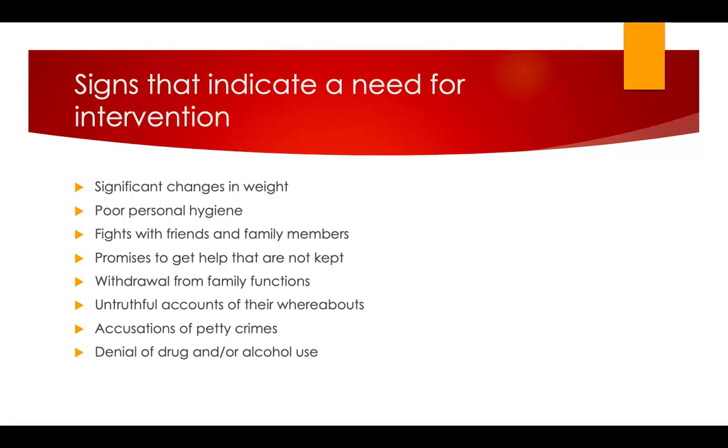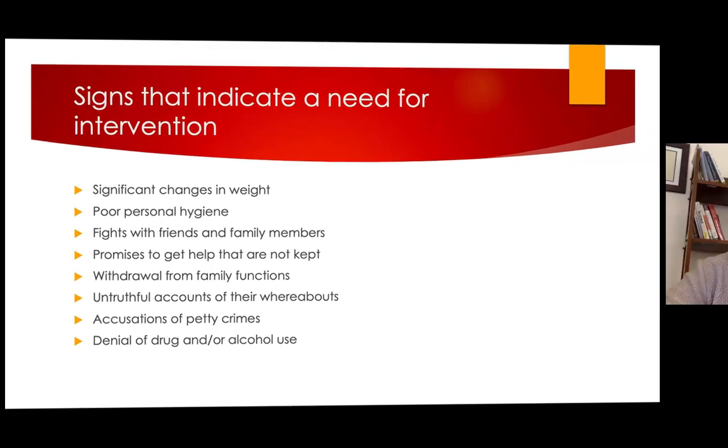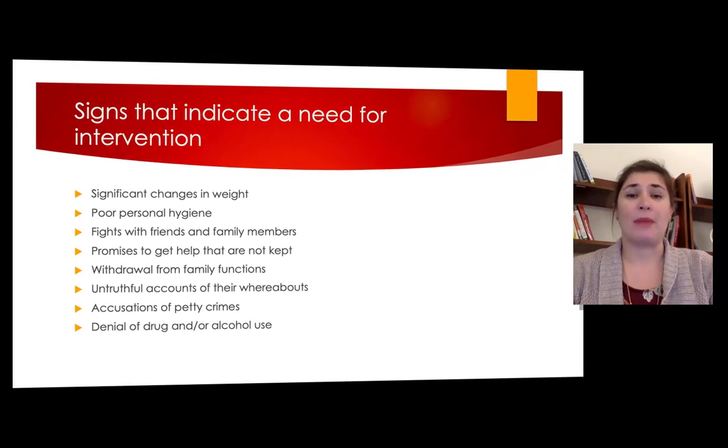Thinking about who may need an intervention, there are several signs we look for as professionals that might indicate an intervention is needed. For example, maybe there's been a significant weight loss. Maybe the individual has really poor personal hygiene. There's been lots of fighting or arguing between friends, families, and significant others. They've made promises in the past to get help, but they aren't kept. And there's a lot of untruthful accounts of their whereabouts.